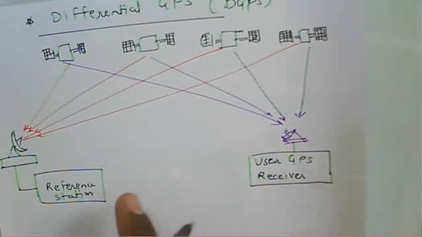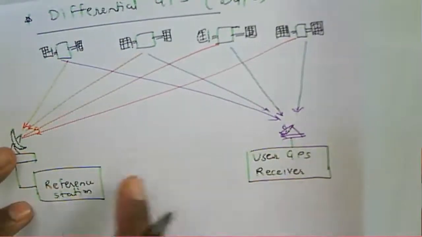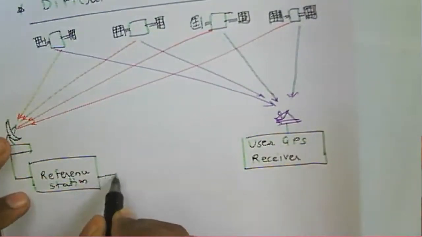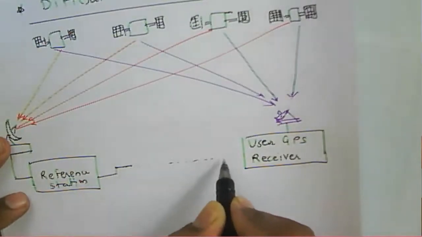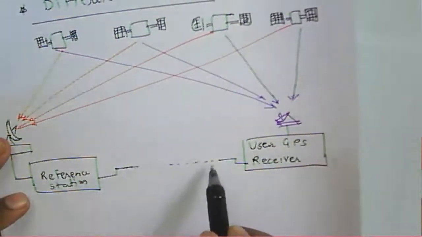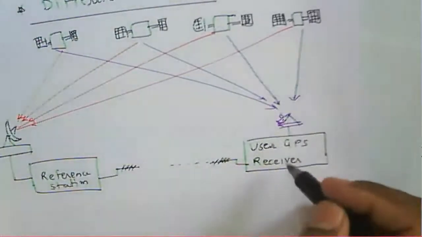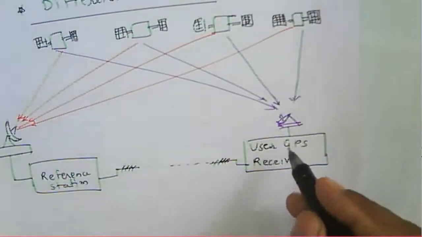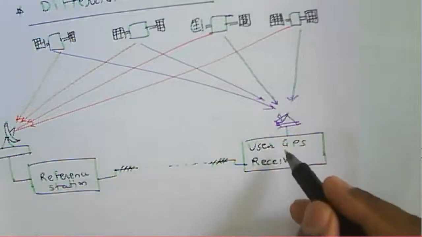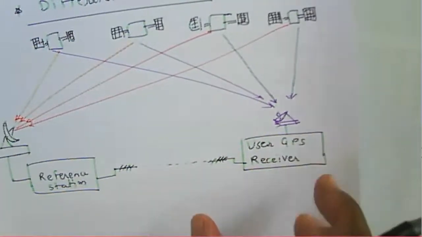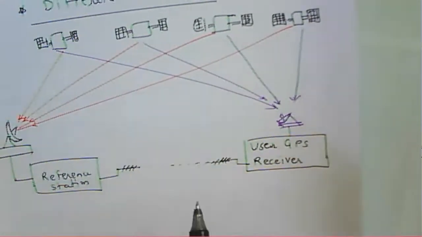Now this is the user GPS receiver, and this one is the reference data here. From the reference station to the GPS receiver, there may be a terrestrial link. We can consider that there is a terrestrial link between the reference station and the GPS system. So if any error occurs at this user receiver, then this GPS receiver can correct that particular range by using the correction data from the reference station.